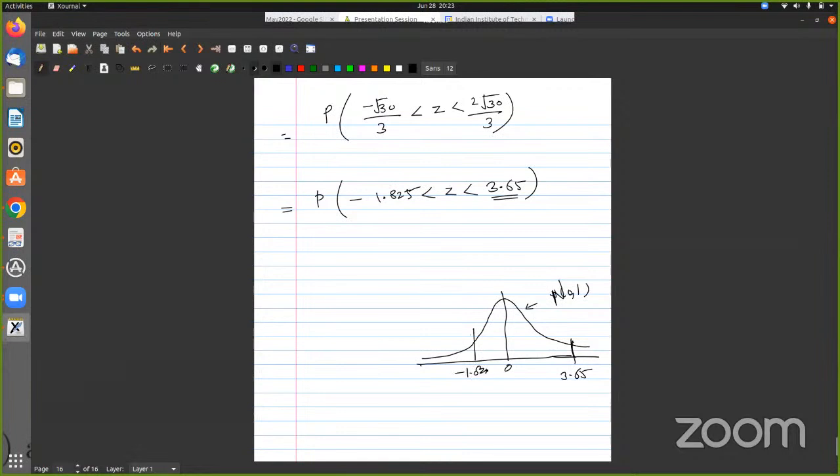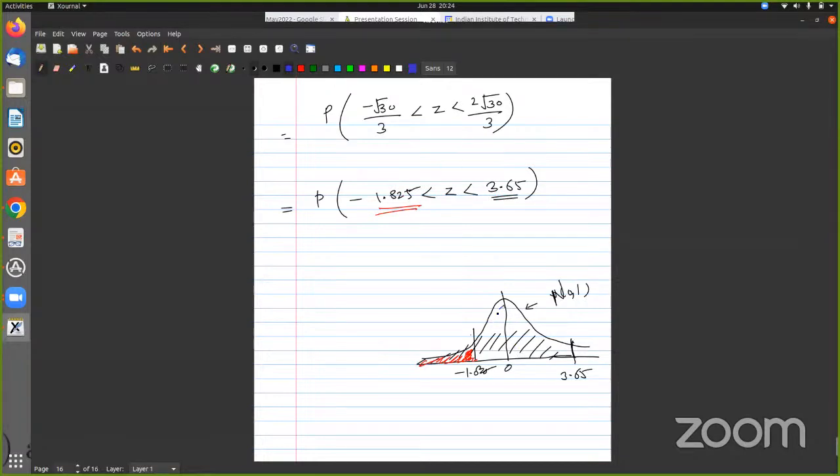Minus 1.825. Okay. What is Fz of 3.65? Entire left side area, sir. Yeah, the entire left side area. And I wanted it between. Let's say Fz of 3.65 is somewhere here. And what is minus 1.825? Where? This area, extreme left. So what I have to do basically is find the area between minus 1.825 and 3.65.